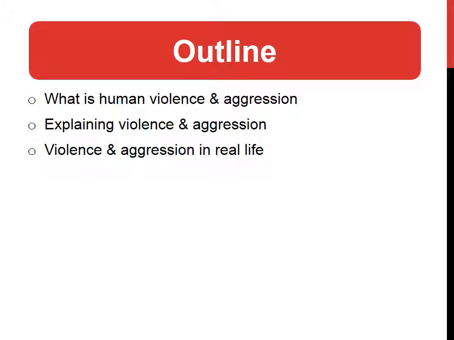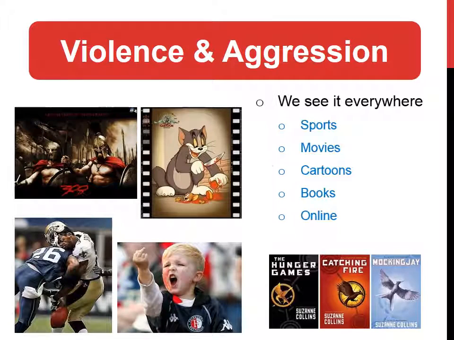We will also be looking at how different psychological theories can actually be used to explain the development and the prevalence of violence and aggression in everyday life. And finally, we will look at some examples of violence and aggression in real life, how it affects the people around them, and also why it may occur in the first place.